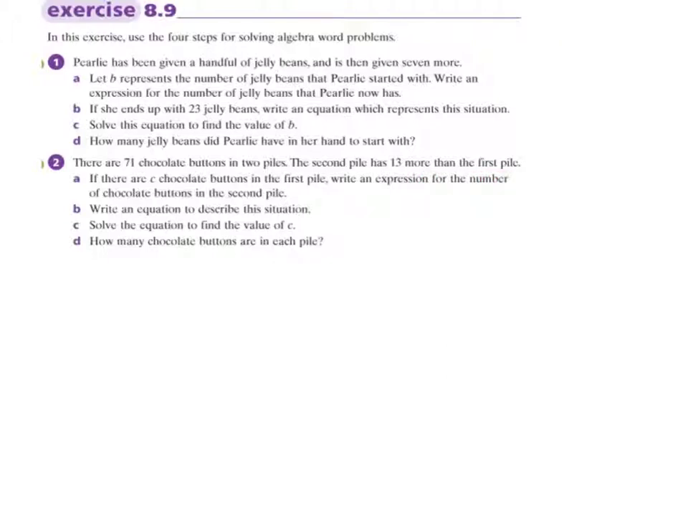So let's have a look at that. So let's just think about this for a moment. If I just draw over here, 1 pile plus 2 piles equals 71. That's the information that we know. So there's 71 chocolate buttons in 2 piles. The second pile has 13 more than the first pile. So I could write plus 13 in there, couldn't I? Because I know it's got 13 more.